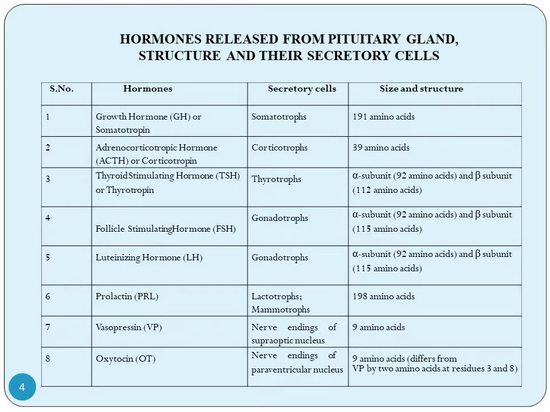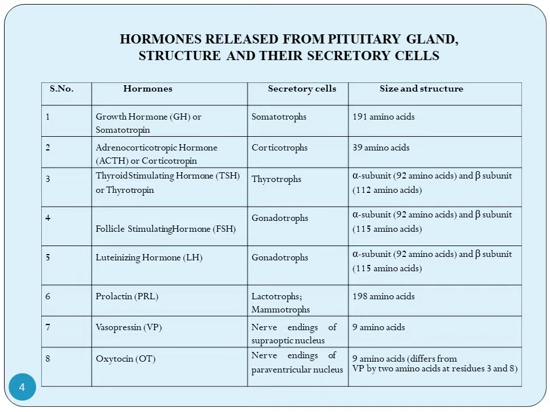Now let's see about the hormones released from the pituitary gland, its structure, and the cells that secrete them. The growth hormone or somatotrophin is secreted by somatotrophs and contains 191 amino acids. The adrenocorticotrophin hormone, also called corticotrophin, is secreted by corticotrophs and contains 39 amino acids. The thyroid stimulating hormone, otherwise called thyrotrophin, is secreted by thyrotrophs and contains two subunits, an alpha and a beta, containing 92 and 112 amino acids respectively.